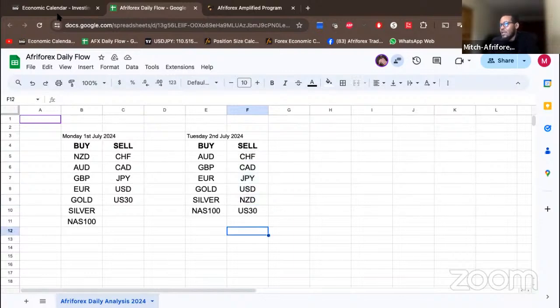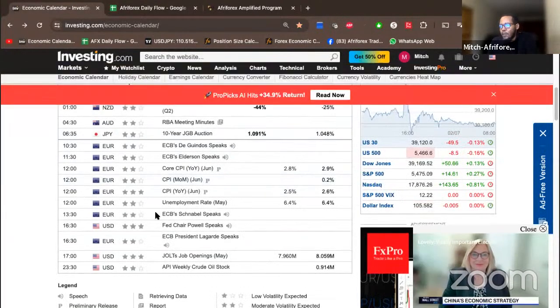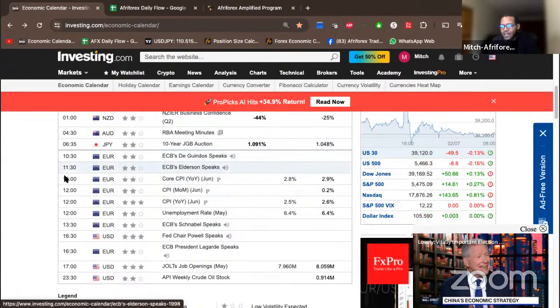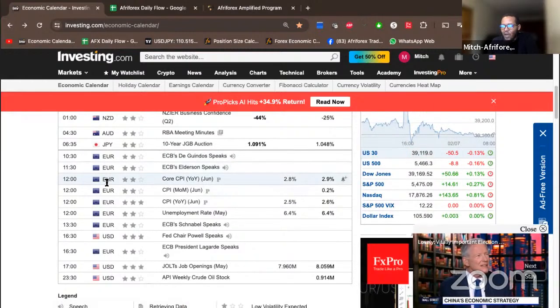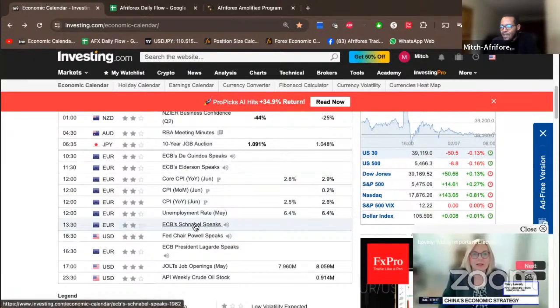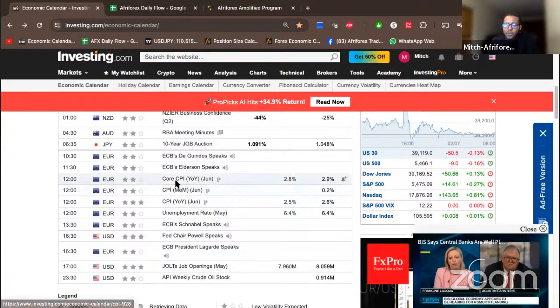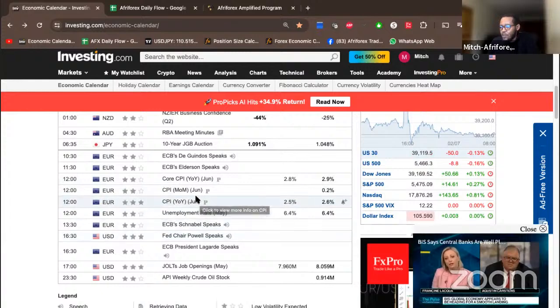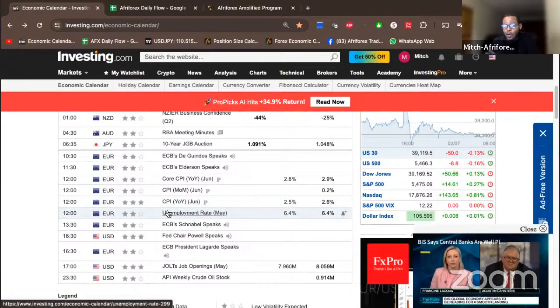Now, in terms of fundamentals coming out later today, you can see the main thing that's going to be coming out is euro. So you can see a number of speeches at 10:30 and 11:30, but the main movements are going to happen at around 12, because any other time after that, they're just speeches. So the main data, which includes the CPI, which is a high impact piece of news, as well as the unemployment rate. So do expect a lot of volatility on the euro.